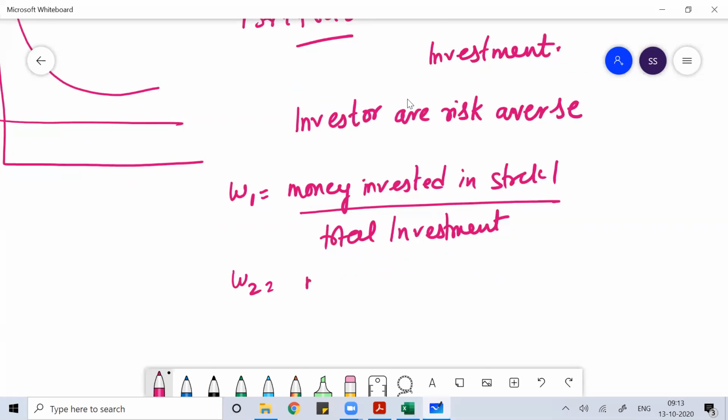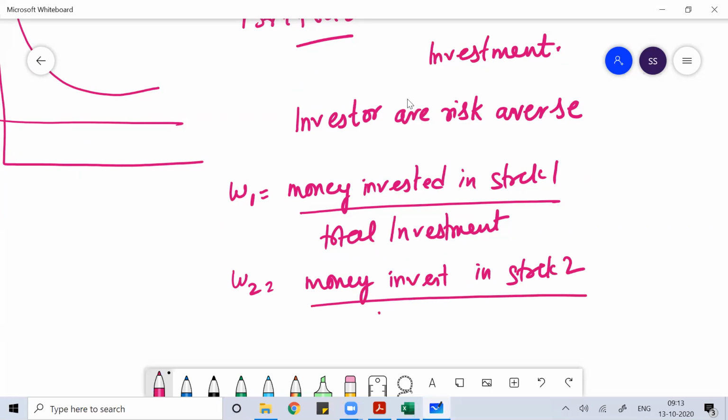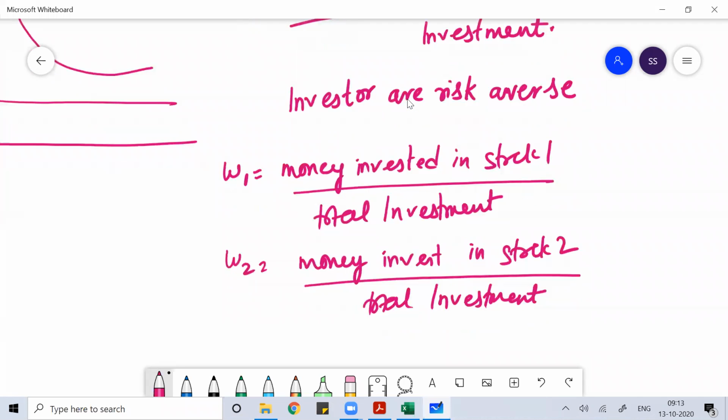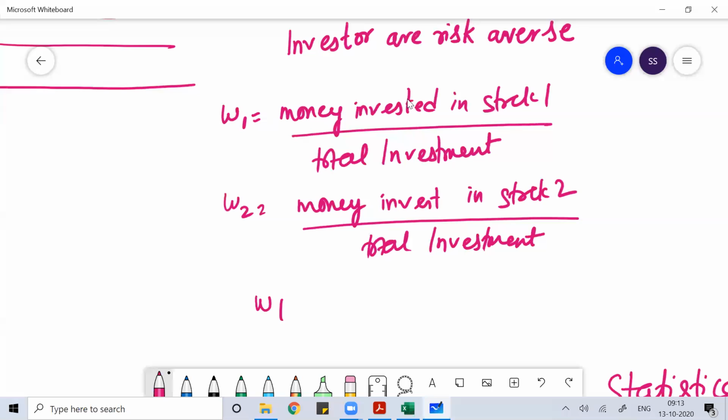While weight of 2 means the money you invest in stock 2 divided by the total investment, where your total investment is the money you put in stock 1 and stock 2. You know that the weight of 1 plus the weight of 2 is equal to 1.